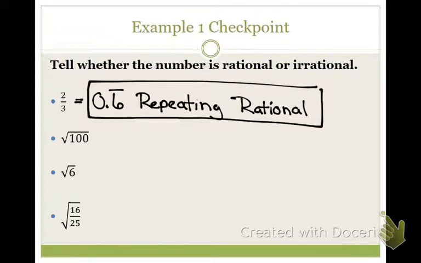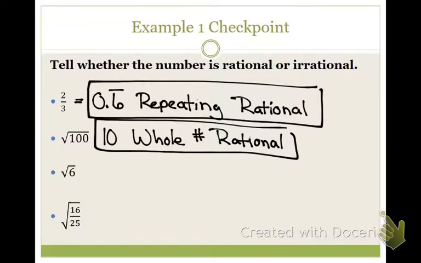What's the square root of 100? 10. And what kind of number is 10? Is 10 a repeating decimal? It's a whole number. Now, it's also an integer, isn't it? So really, either one of those descriptions would fit it. It's a whole number, so therefore, it is rational.